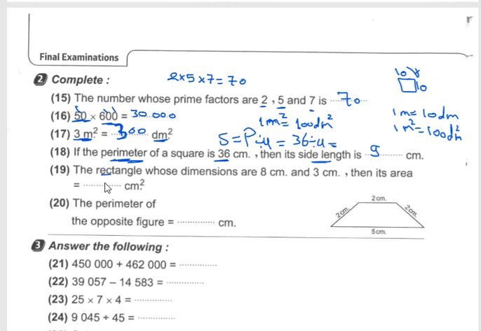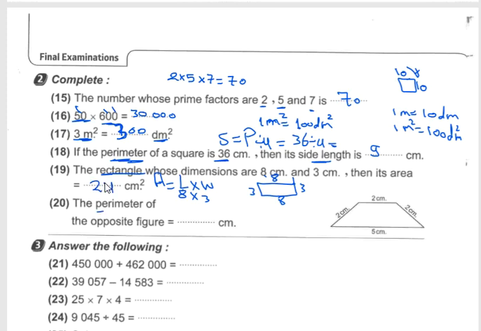Question 19, he said a rectangle whose dimensions, we talk about a rectangle, its dimensions are 8 and 3. Then its area. Area of a rectangle equals what? Area of a rectangle equals length times width. Length here equals 8 times width equals 3. 8 times 3 equals 24.